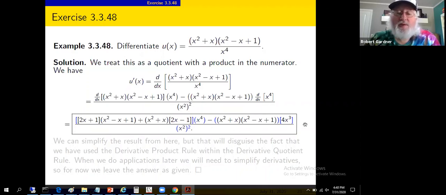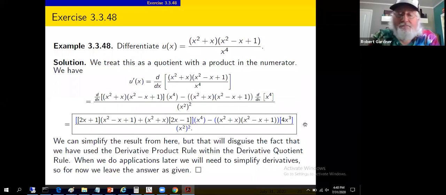And without simplifying, very good. I guarantee you the book expressed the answer in a more, well, actually a simpler version. But to get from what we have to what the book has is just a matter of multiplying out and simplifying if you can, and maybe putting it in a format that they like. But I'm happy with this as the derivative of that function.